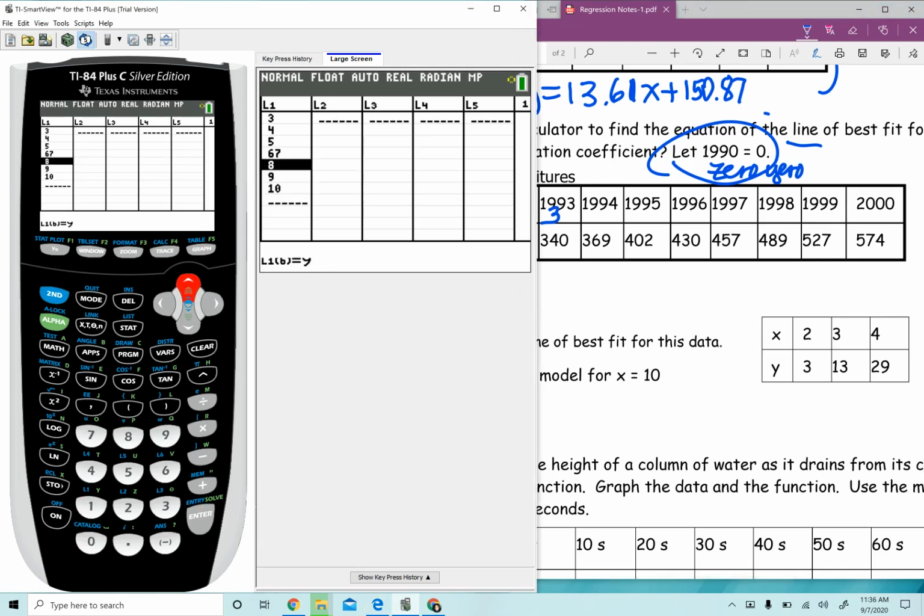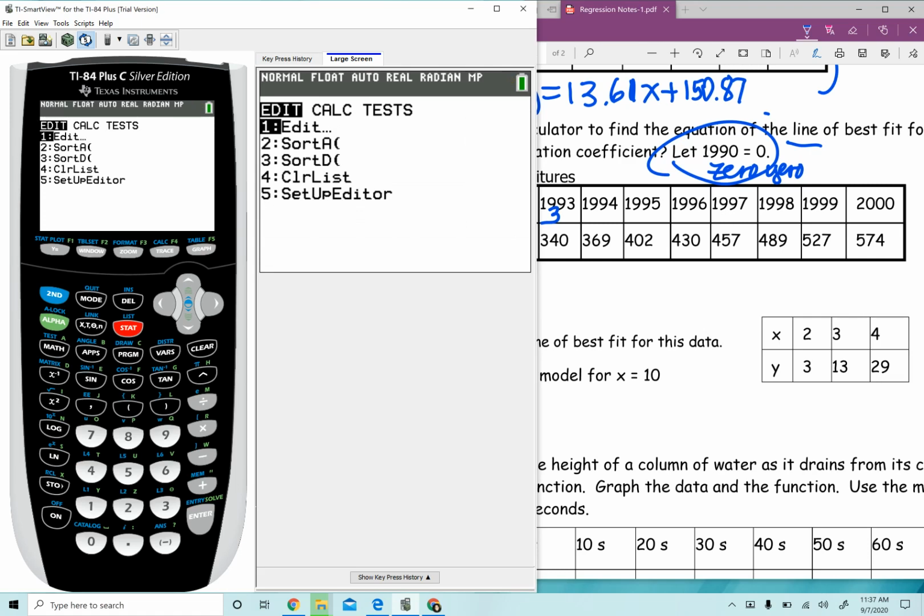Uh-oh, I missed one. So this is 6, and I want to enter one here. So I could insert one right here and get 7 instead of having to type them all over. And so I get 340, 369, 402, 430, 457, 489, 527, and 574.